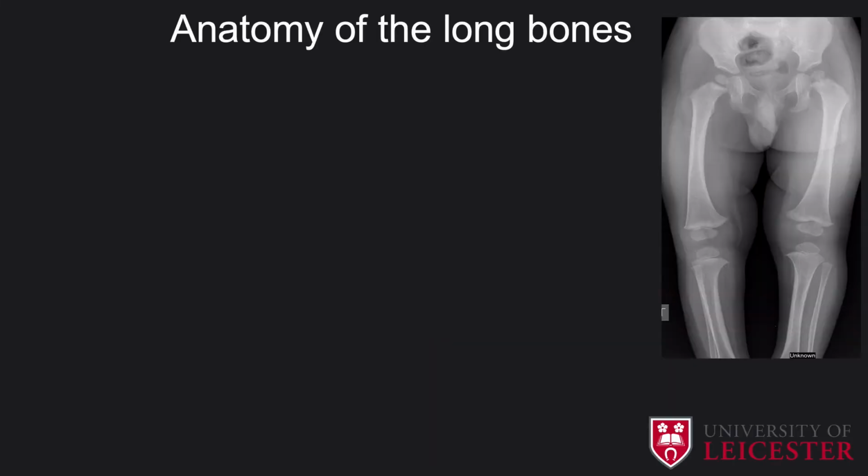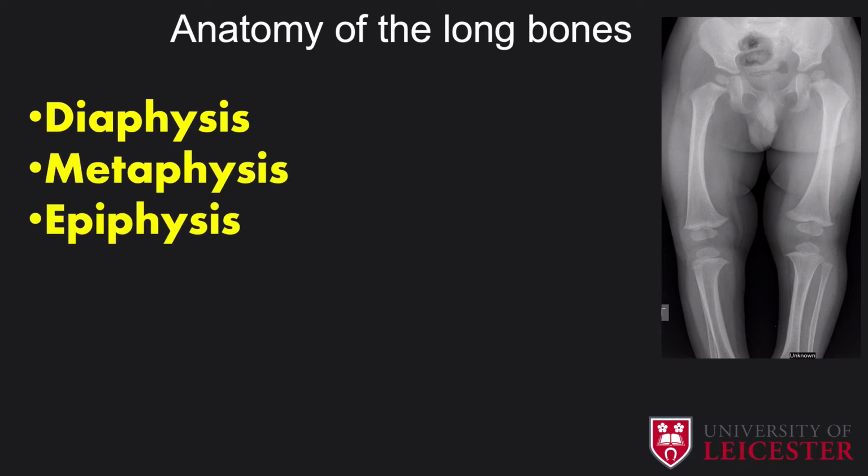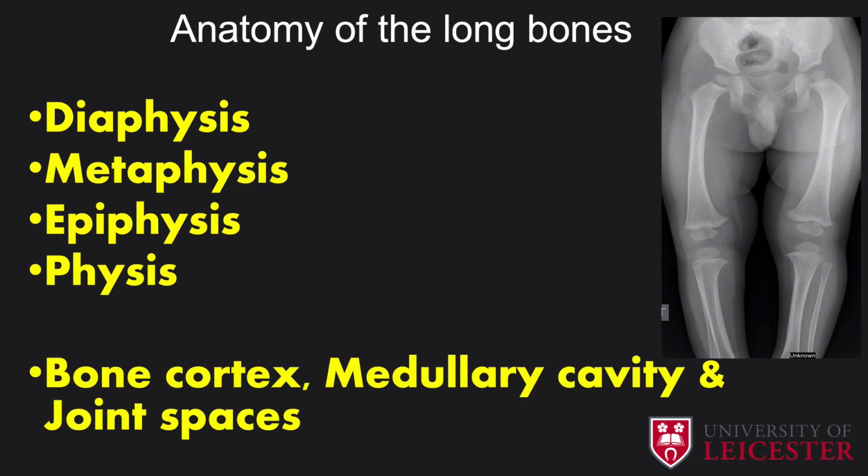The radiological anatomy of the long bones in children is divided into four compartments. The first one is the diaphysis, which represents a primary ossification center. Then the metaphysis, the epiphysis, which represents a secondary ossification center, and the physis, which represents a growth plate. Besides these four compartments, there is a bone cortex, medullary cavity, and joint spaces, which are parts of the skeleton that can help us to identify or describe bone injury.